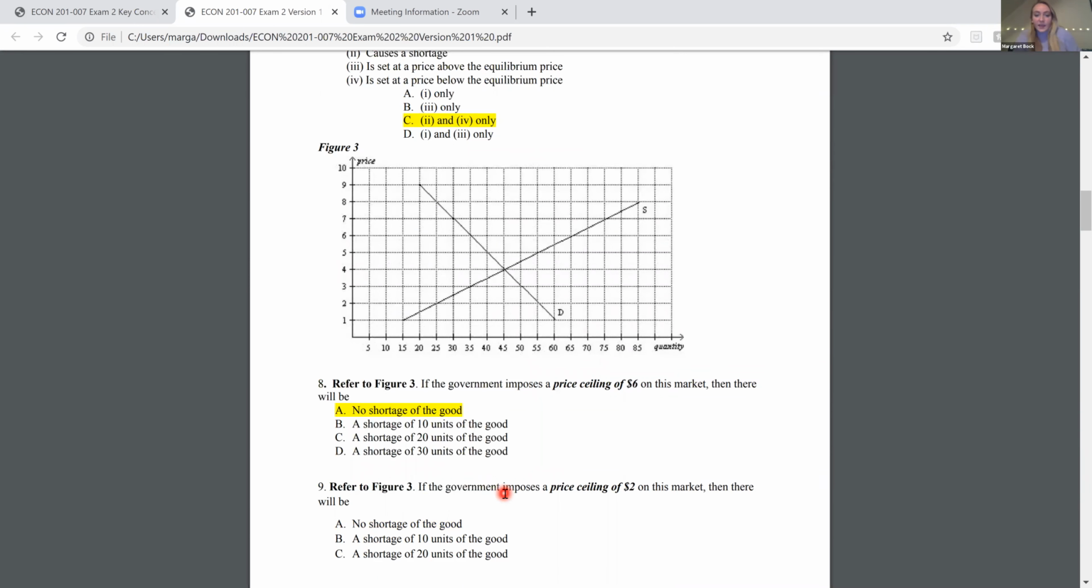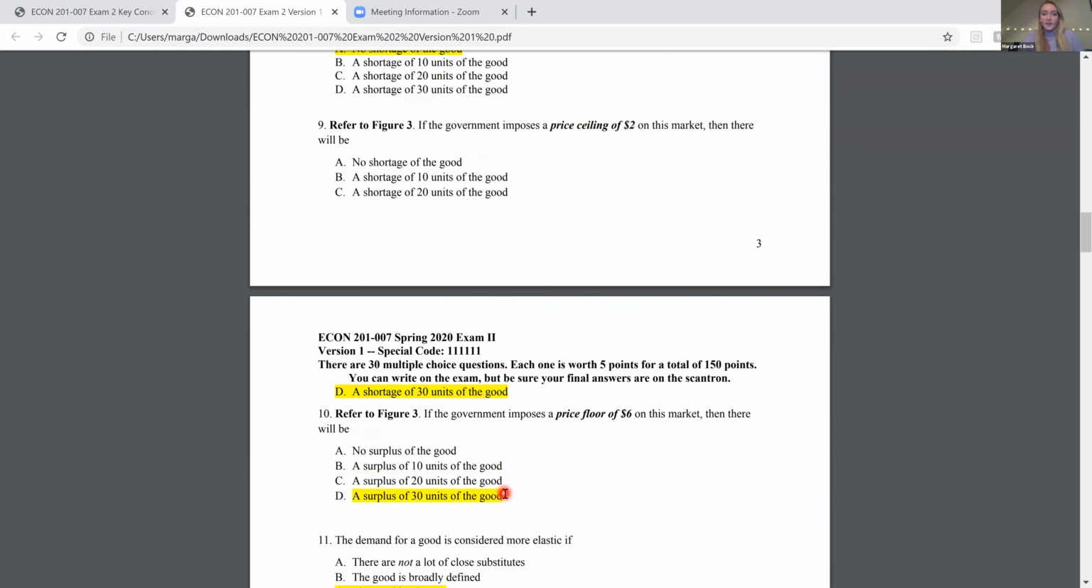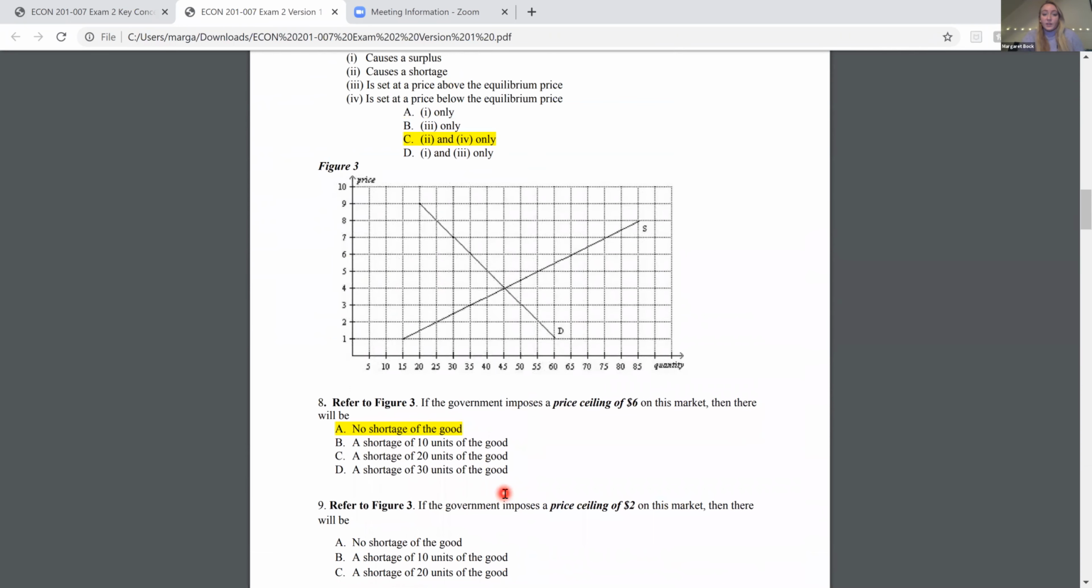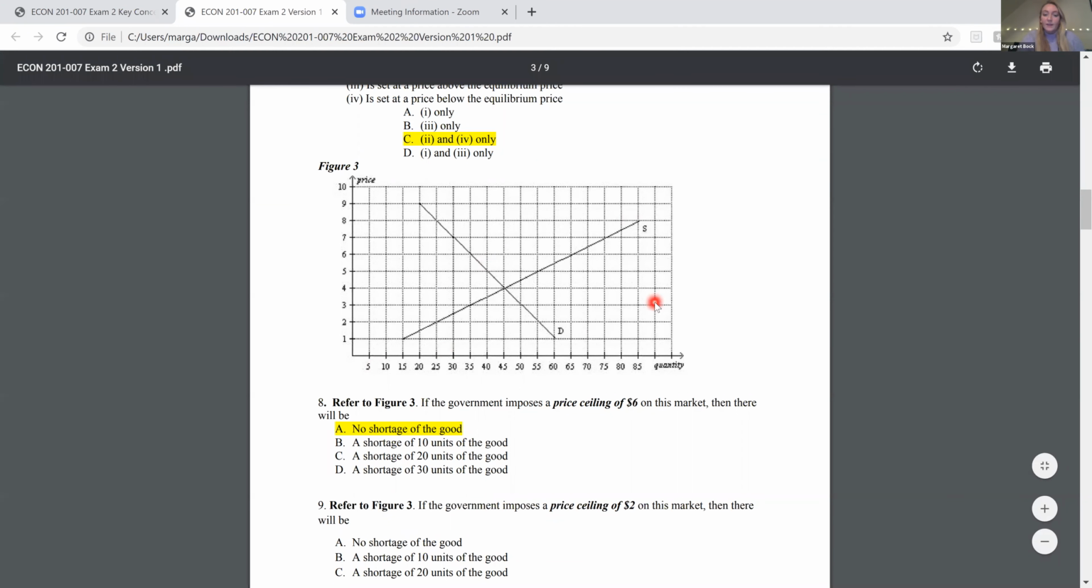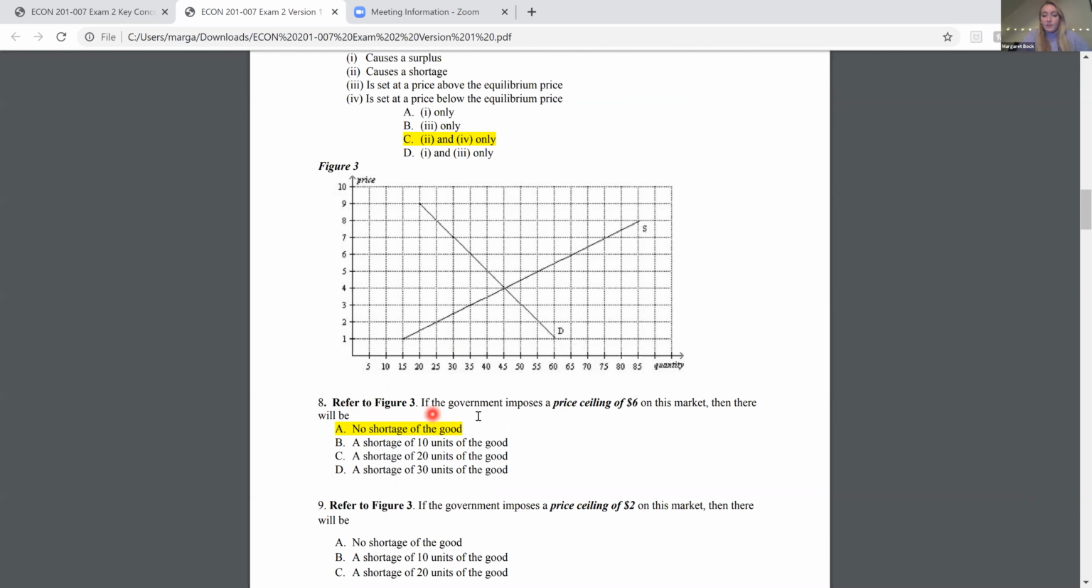Okay, so these, 8, 9, and 10, required you to calculate what the size of the shortage or the surplus would be if these different price ceilings and price floors were to be set in this specific market here. So we have a supply and demand model here. If the government imposes a price ceiling of $6 on this market, then there will be what?